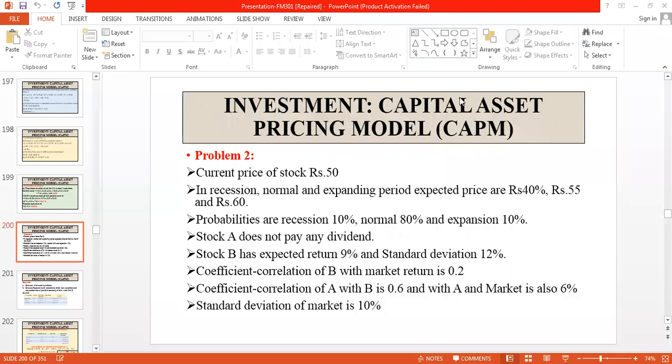Welcome back to our discussion on security market line. Already in the previous class, we have explained what is security market line, what is the equation of the security market line, how it is interpreted for identifying overpriced and underpriced stock, what the investor will do if a particular stock is found overpriced and underpriced, and accordingly we have solved one problem.